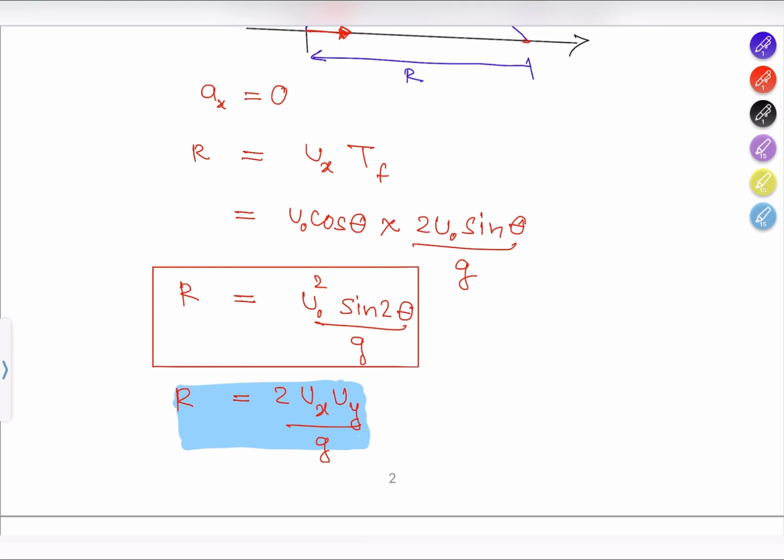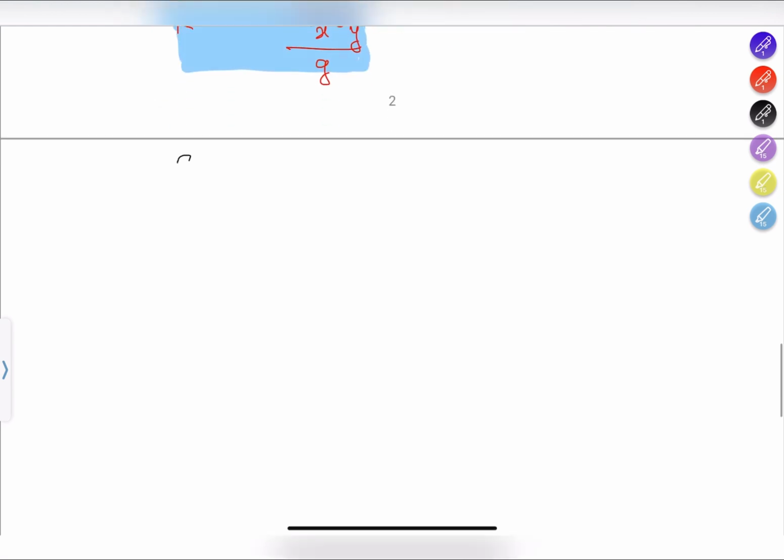For example, let's see one example from the projectile. The question says that the initial velocity of a projectile is given as 3i plus 4j meter per second. So find out the time of flight, find out h max, and find out the range.